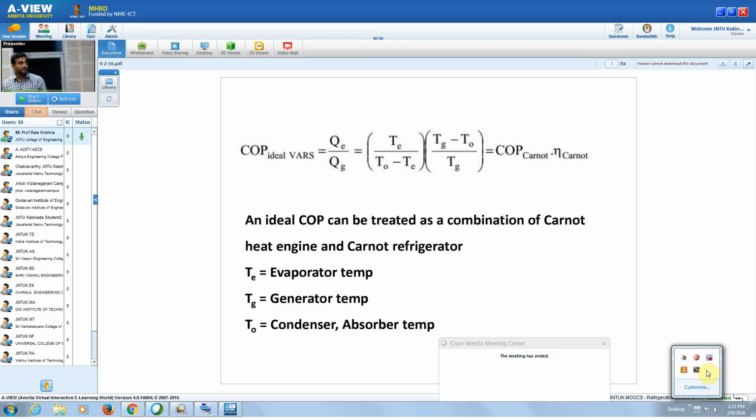And this derivation was already completed in the last class. You have seen we have derived the expression for the coefficient of performance. The ideal COP can be treated as a combination of a Carnot heat engine and a Carnot refrigerator. So the expression has terms related to the evaporator temperature, generator temperature, and temperature of condenser and absorber. These are the temperatures involved in the coefficient of performance of the vapor absorption refrigeration system.